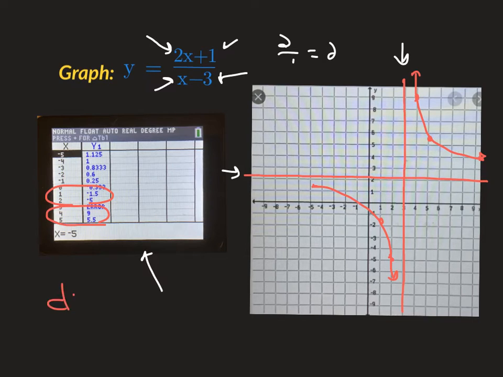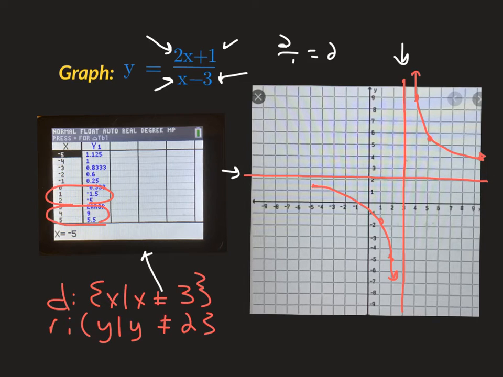Your domain, remember, domain is x. Look at your graph left to right. What number does it jump? Where's the asymptote? The asymptote's at 3 when you're looking left to right. Your range is where your asymptote is when you're looking at your graph up and down, which is at 2. So y cannot equal 2. And there's your info.